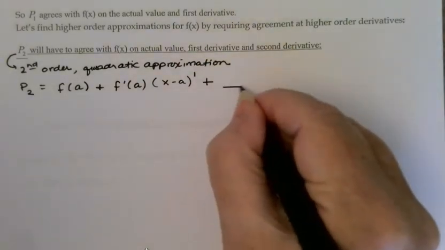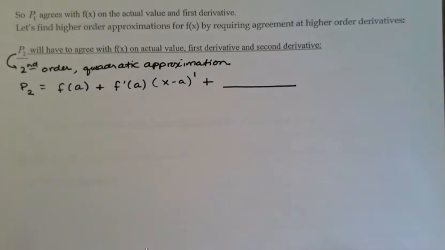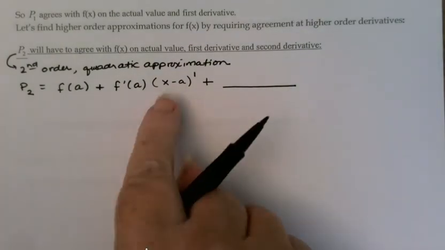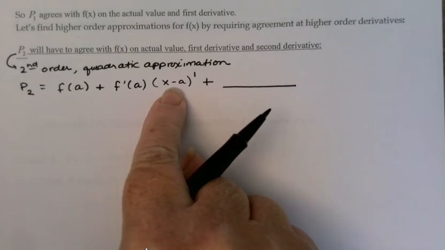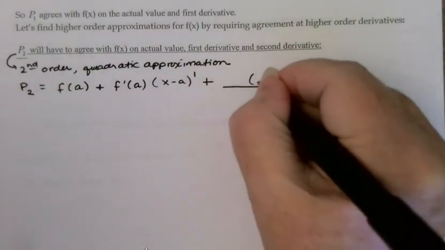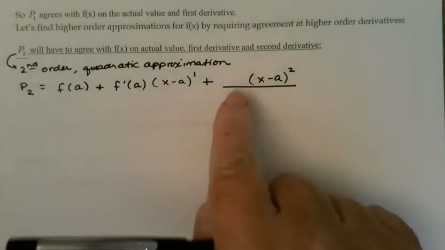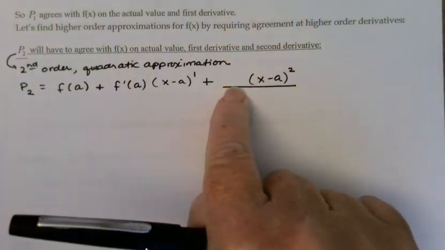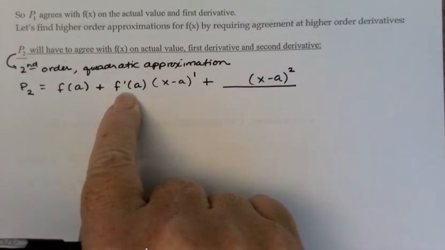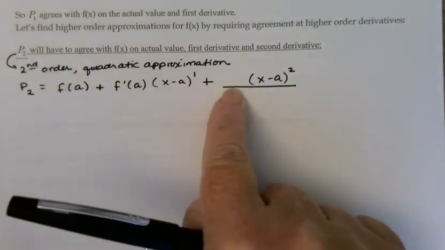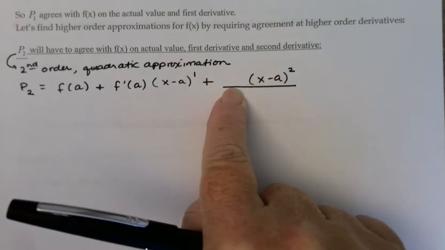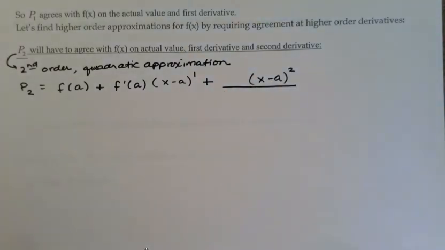I now need to add a new term that's going to make it quadratic. Well, if it's going to be quadratic, this had an x minus a to the first, so it would make sense that this one should have an x minus a to the second in it. That's what would make it second degree, second order, or quadratic. But what I don't know is what multiplier I should put here. This one had the multiplier f prime of a, but we need to figure out what multiplier to put on this term in order to get agreement at that second derivative level. So for right now, I'm just going to call it c, and our job is going to be to figure out what c is.